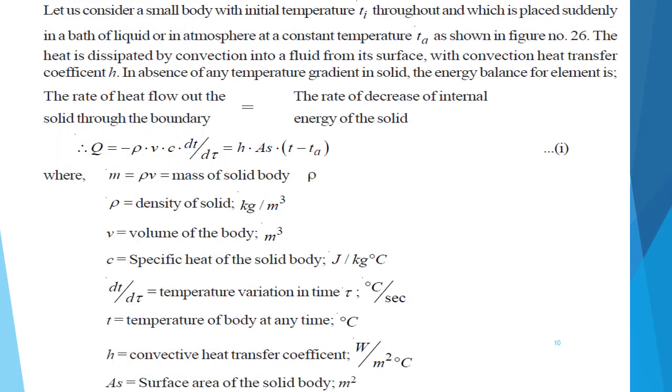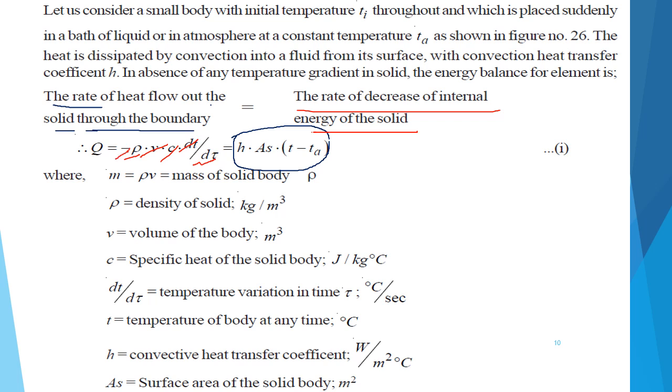So what we had discussed, the same thing is mentioned here. The rate of heat flow out of the solid body through the boundary, that is hAs delta T, heat transfer by means of convection, where h is the convection heat transfer coefficient, As is the surface area, T is the temperature at any time tau, and Ta is the surrounding air temperature, is equal to the rate of decrease of internal energy of the solid, that is rho V c dT by d tau with a negative sign.